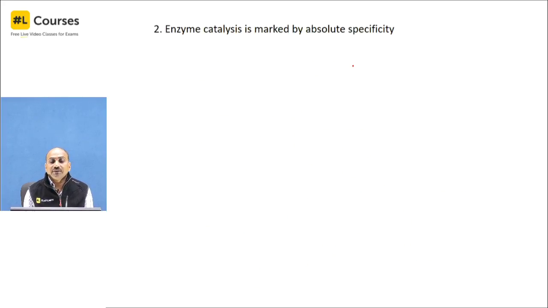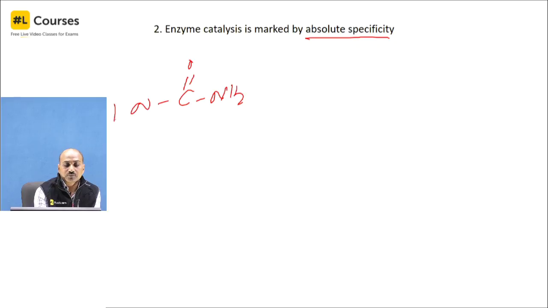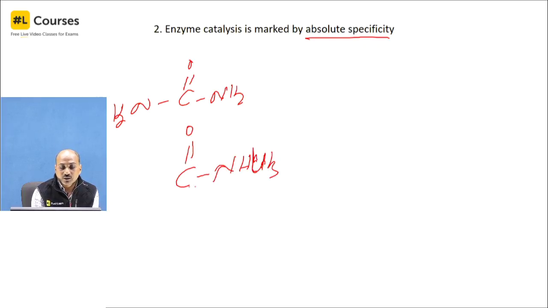Next, enzyme catalysis is marked by absolute specificity. That is where I am using the word absolute specificity, whereas in the case of chemical adsorption or chemical catalysis, we have discussed just specificity. But in this case, I will be talking about absolute specificity. What does this mean? Basically, if I take an example of urea, which is NH2, NH2, I will write one more structure, I think you will understand this. This is an amide structure, I am going to write NHCH3 with NH2. So now these are the two organic compounds.